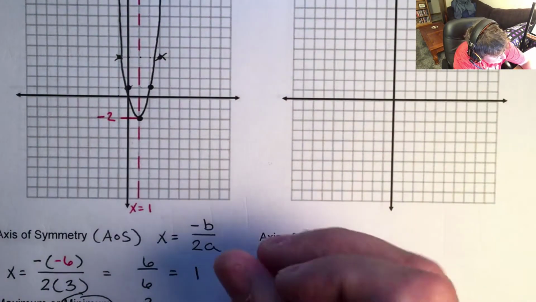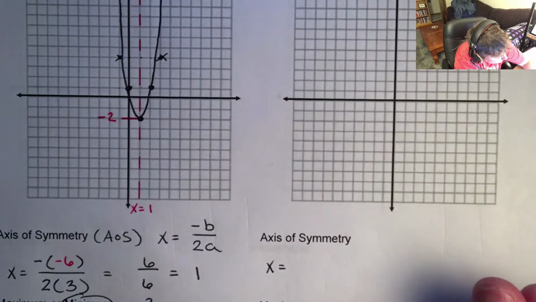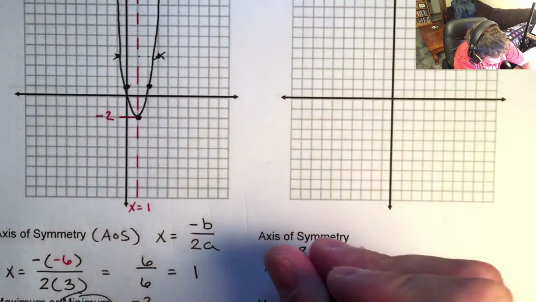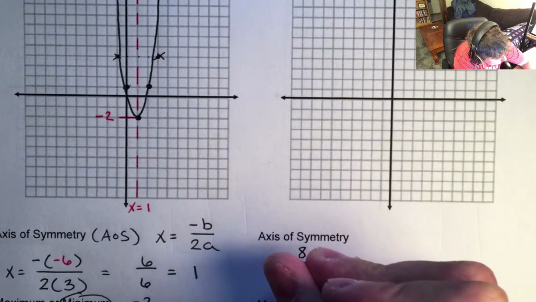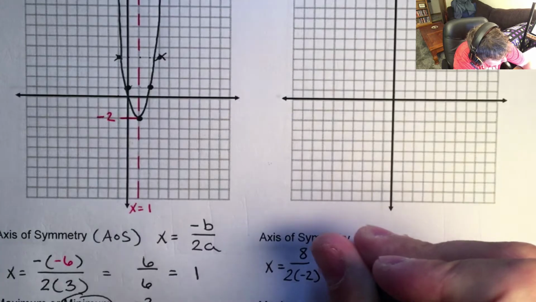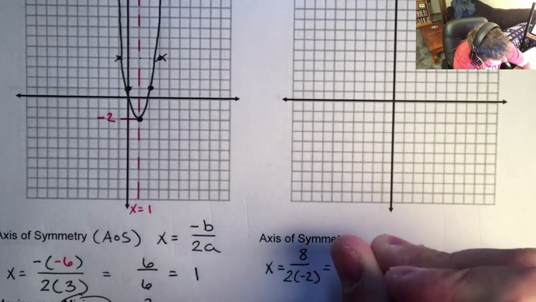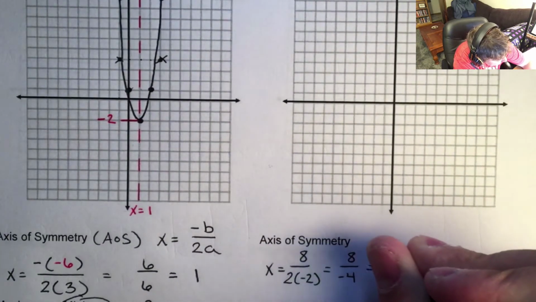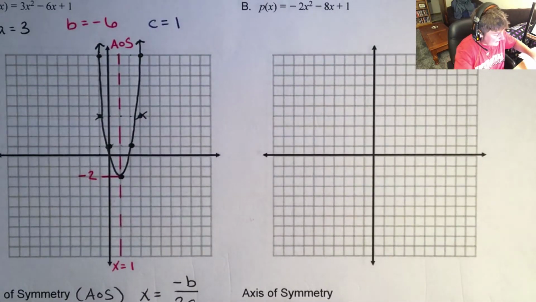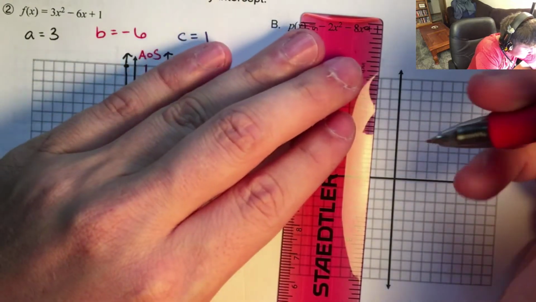Okay, so the axis of symmetry is the opposite of B. The opposite of my B value is 8 over 2 times A, which is 2 times -2. So this is 8 over -4. 8 over -4 is -2. So this graph has an axis of symmetry at the x value -2.